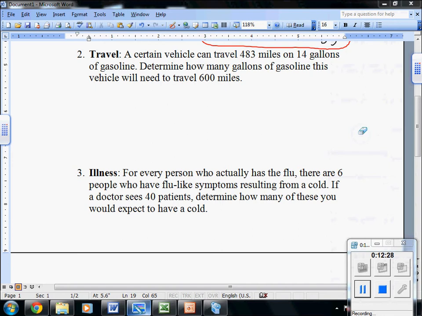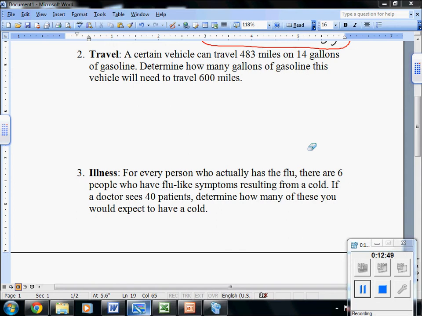So that actually gives us a rate of gasoline, by the way. So determine how many gallons of gasoline this vehicle will need to travel 600 miles. So we have a rate. We have how many miles for these gallons. That's a rate. Now, most people like to think of this as miles per gallon. That's one of those rates they're used to hearing.